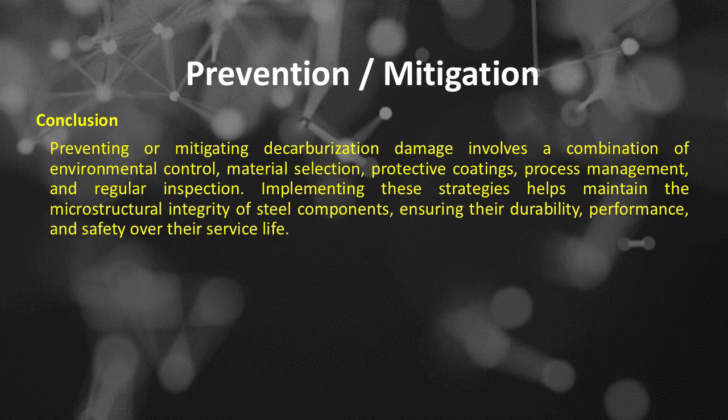Conclusion of the decarburization damage prevention and mitigation. Preventing or mitigating decarburization damage involves a combination of environmental control, material selection, protective coatings, process management, and regular inspection. Implementing these strategies helps maintain the microstructural integrity of steel components, ensuring their durability, performance, and safety over their service life.